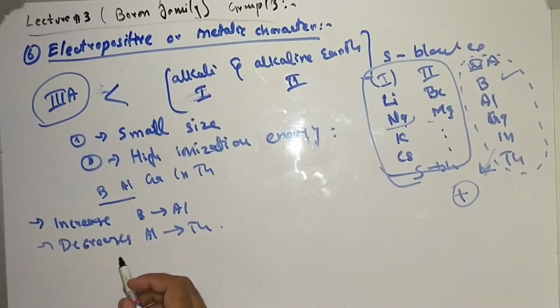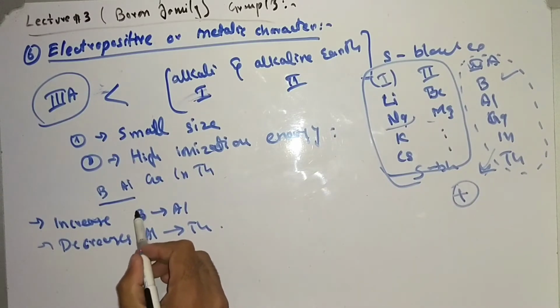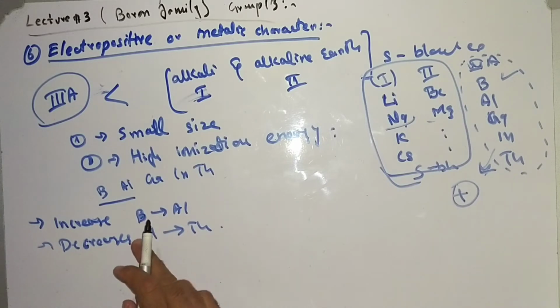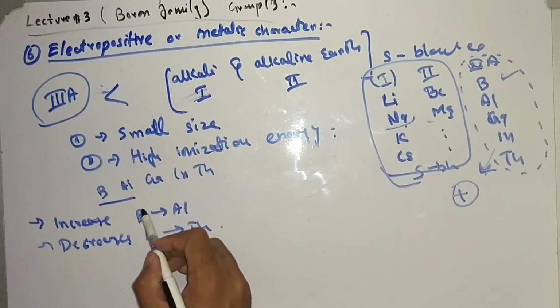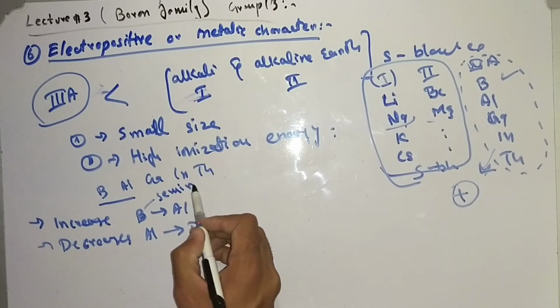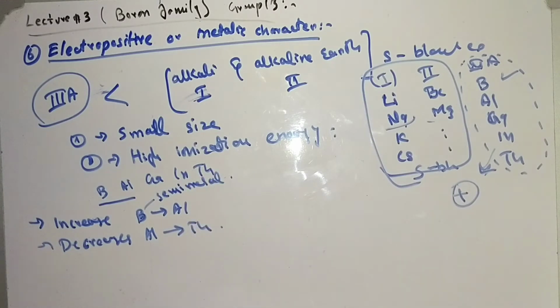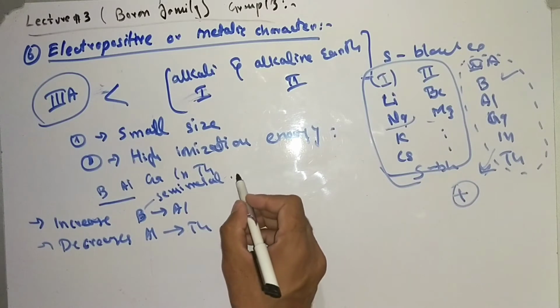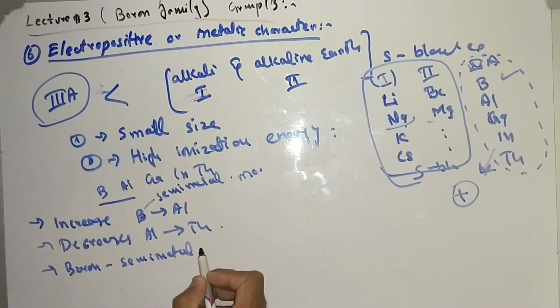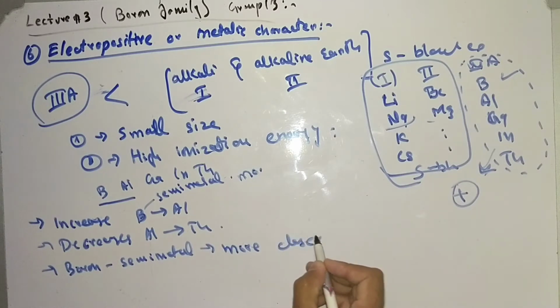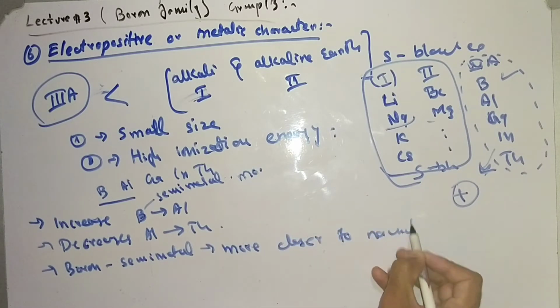Here boron has very high ionization energy because it contains non-metallic character. It is regarded as a semi-metal, or you can say a metalloid. This semi-metal is closer to non-metal. Here boron is a semi-metal due to high ionization energy, and it is closer to non-metal. These are the characteristics of boron.